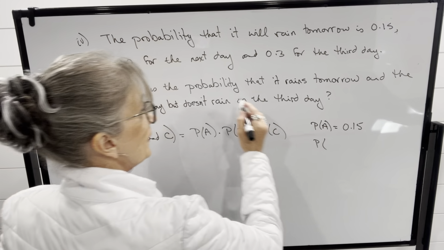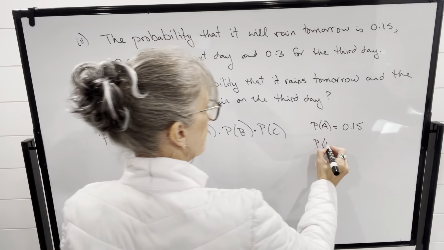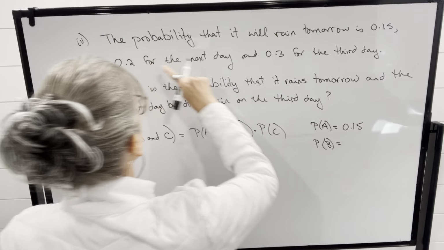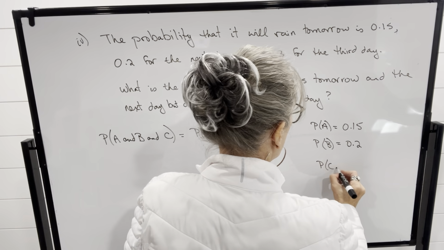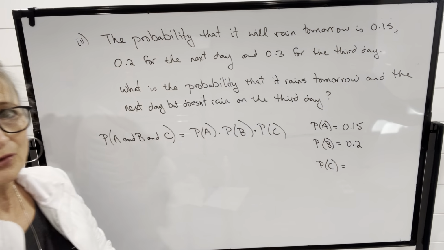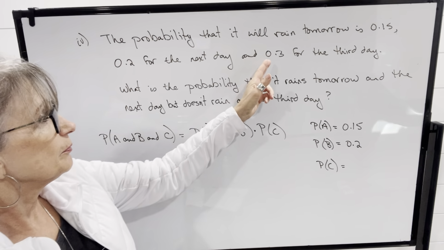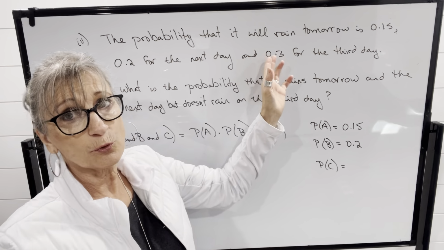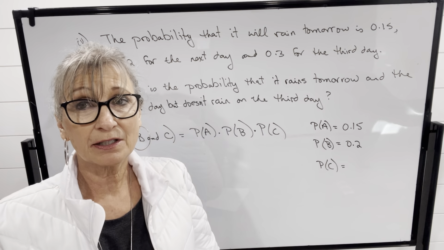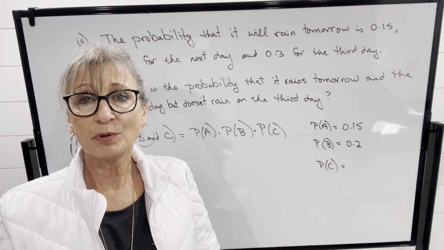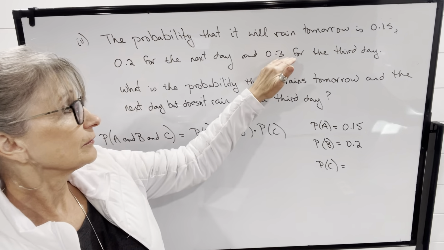The probability that it rains the next day will be 0.2. And event C will be it doesn't rain on the third day, but the probability that's given is for rain on the third day. So if we want to have our event C be that it doesn't rain, remember that's the complement of this event, raining.